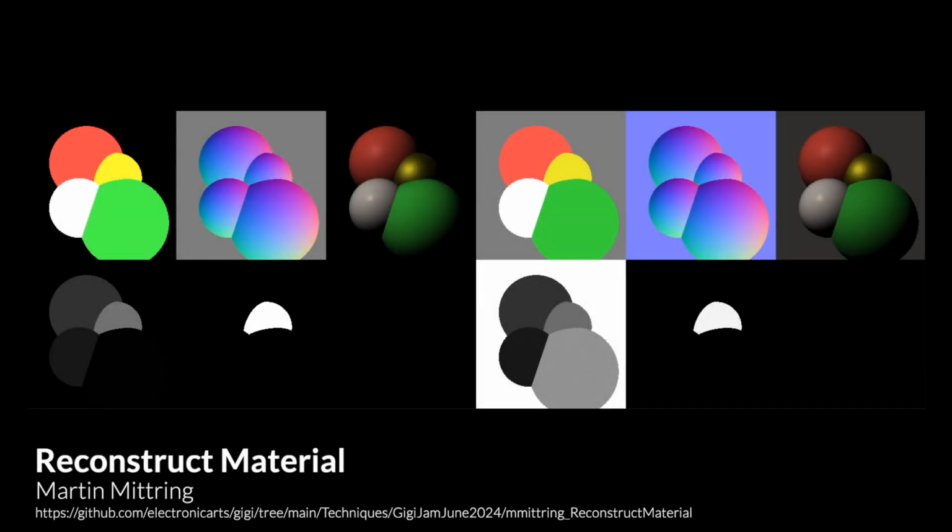Reconstruct material is a simple Gigi technique implemented to explore differentiable rendering, and it uses Slang. The goal of the technique is to find material attributes given a bunch of input images. This is one input image with one view direction and one light direction, but the algorithm can query any view direction and any light direction.